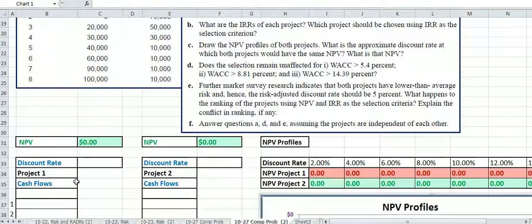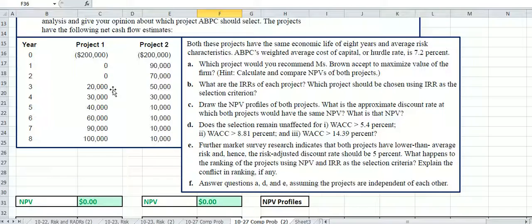7.2%. So let's put that right in here, 7.2. You want to make sure it's 7.2, right? And then over here, 7.2. All right, now we just want to put in our cash flows, and you want to make sure it's 7.2, not 720. Okay, now we have the cash flows for project one.